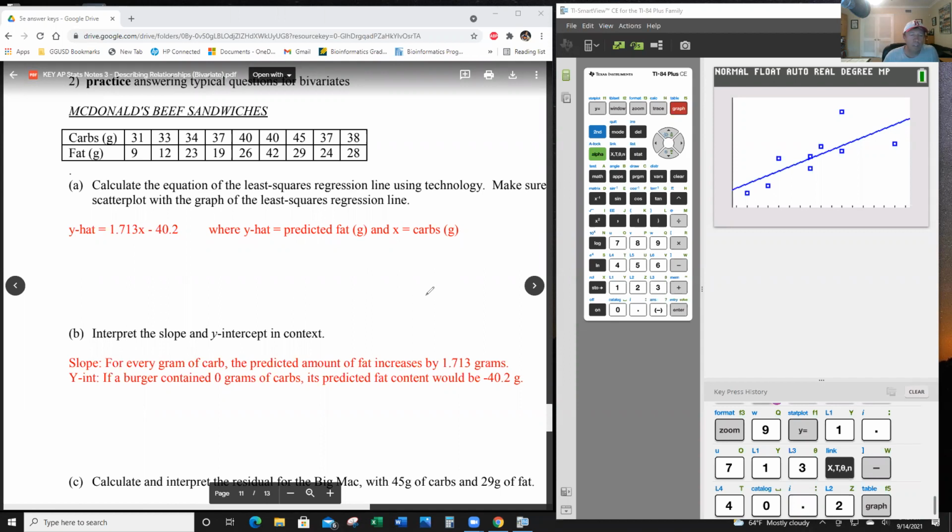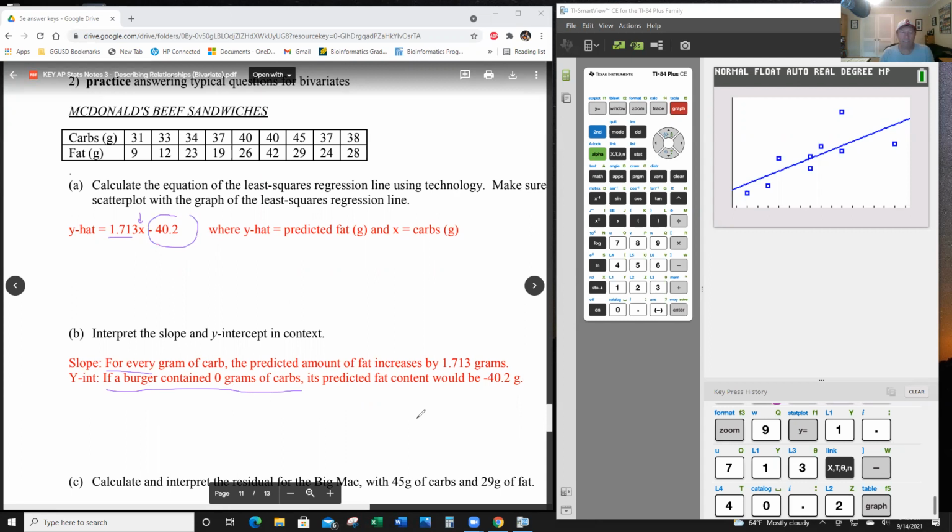Interpret the slope and the Y-intercept. This is good. So the slope is right here. And if you remember, that starts with "for every" as your sentence frame. For every gram of carb, the predicted amount of fat increases by 1.713 grams. Very good. The Y-intercept's a good one. This is literally what it says. If a burger contained 0 grams of carbs, put 0 in for this, right? The predicted fat content would be negative 40.2.